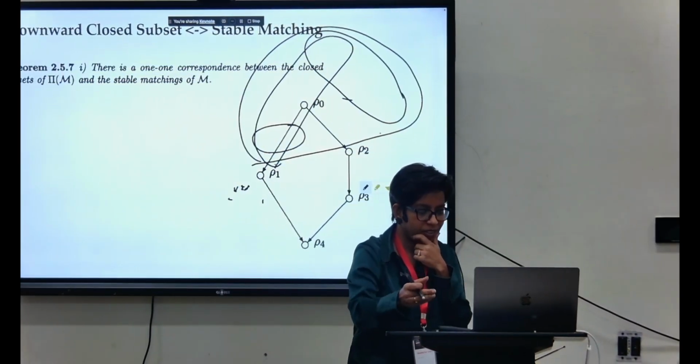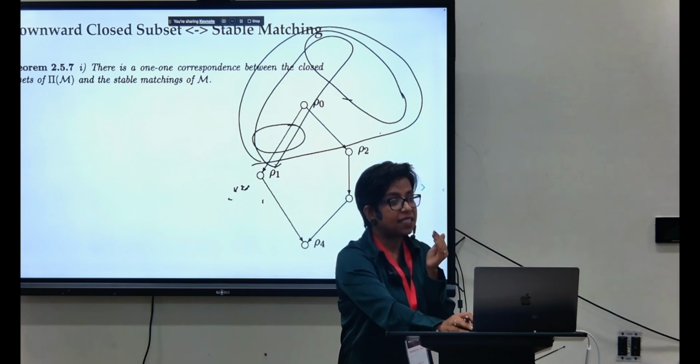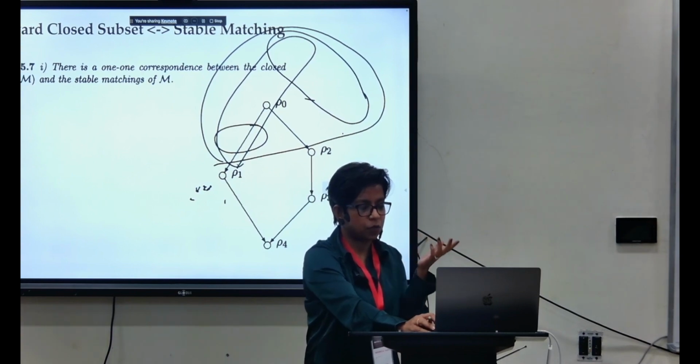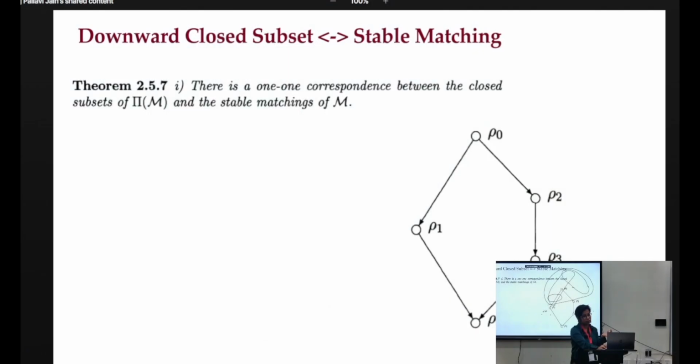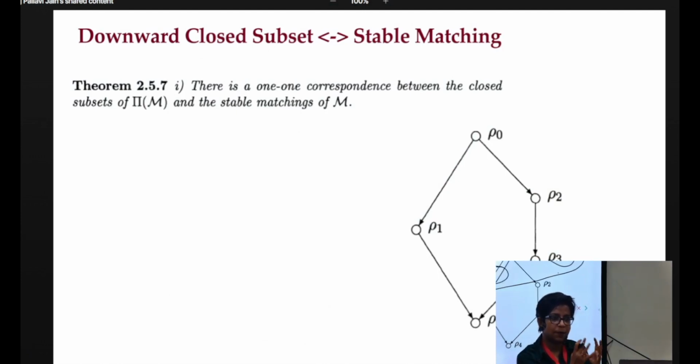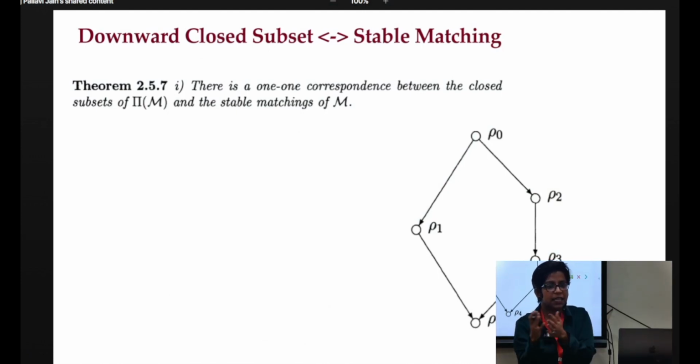Now comes the meat on the bones. There is a one-to-one correspondence between the closed subsets of the rotation poset of m, and the stable matchings of m. So, for every closed subset of rotations you find, there is a corresponding uniquely defined stable matching, and the converse also holds. For every stable matching, there is a uniquely defined closed subset of rotations, such that if you eliminate that subset of rotations in the order in which they are exposed, obviously, you will get this matching.